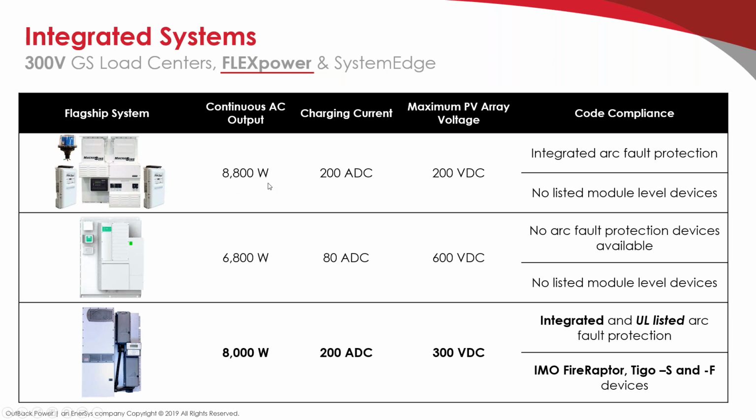Up here at the top, we have an 8,800 watt AC output, 200 amp charging current, and 200 volt PV array voltage. So that's the maximum voltage that the PV array can supply to the charging to go to the batteries. Moving to the second one, we have 6,800 watts, a little bit less AC output from the inverter. We have only 80 amps of charging current, which is pretty low relative to the inverter output, even at that lower rating, and a very high PV array voltage, which doesn't come in handy very much when you can only charge at 80 amps.